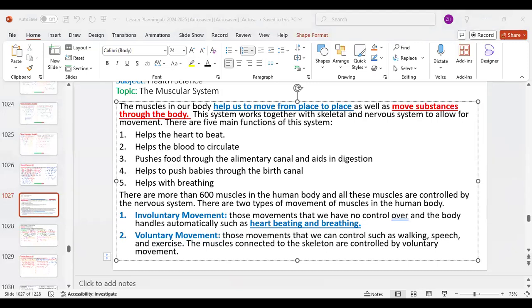Okay, so class, what are two types of movement that we have? Involuntary movement and voluntary movement. Very good.